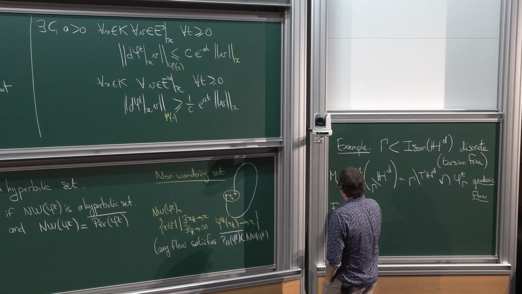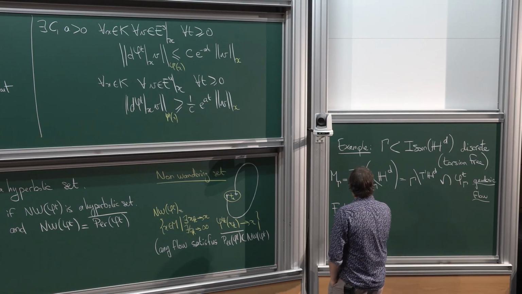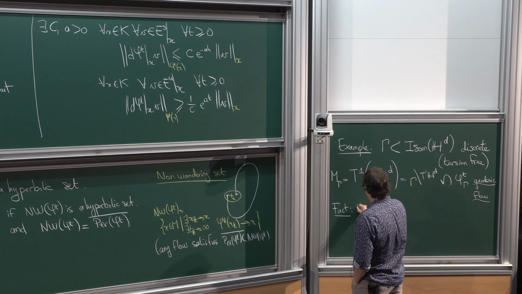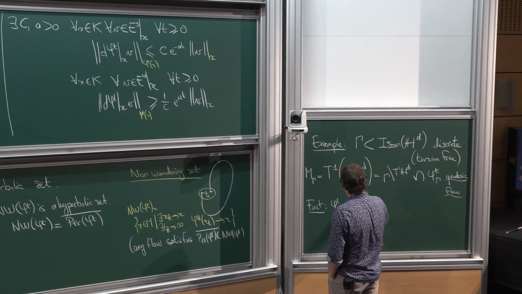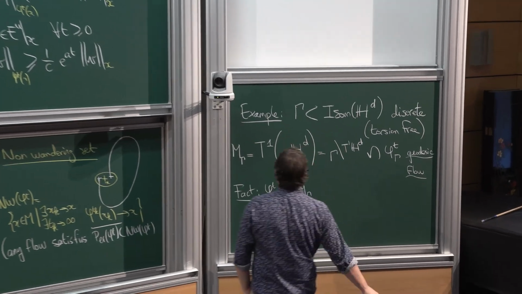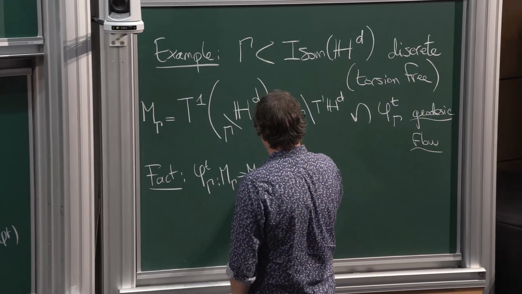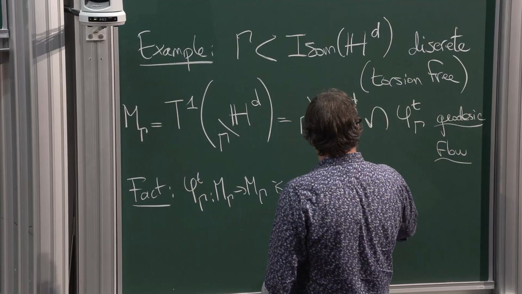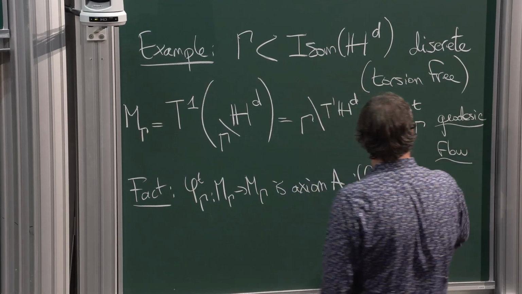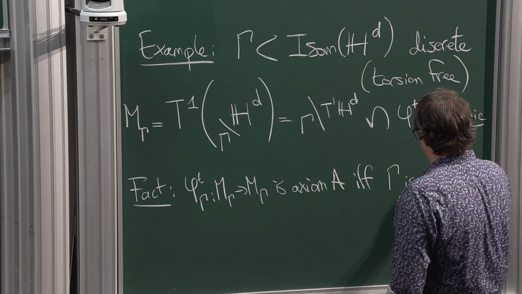So that's a fact, which is that the geodesic flow on this quotient M gamma is axiom A if and only if gamma is convex cocompact.